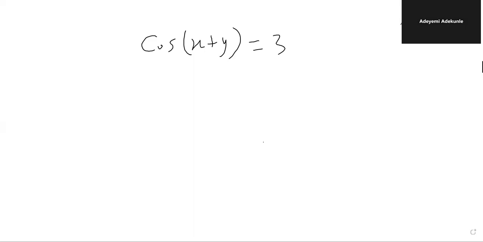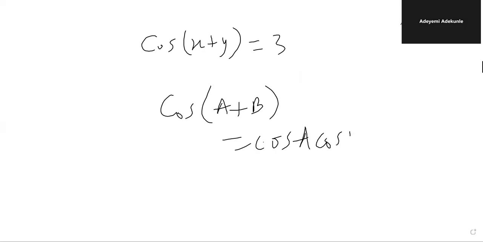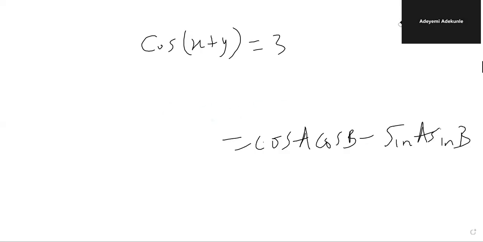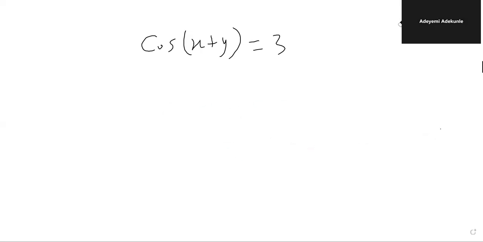All right. So now, if you remember, according to trig identity, if you have cos A plus B, it's the same thing as saying cos A cos B, right? Minus sine A sine B. So we'll be doing the same thing for cos x plus y, meaning I can write it as cos x cos y, right? Then minus sine x sine y equals 3.